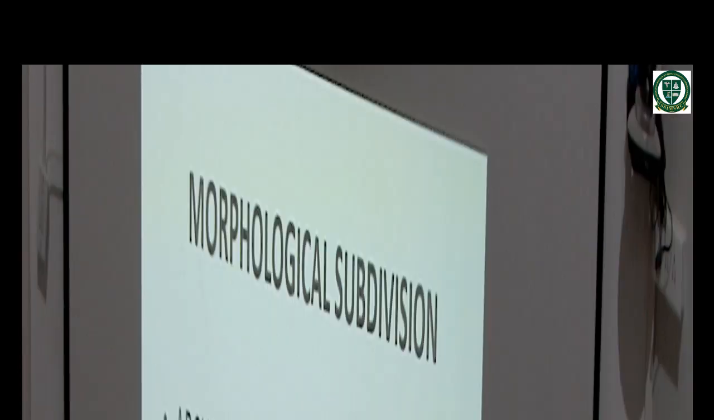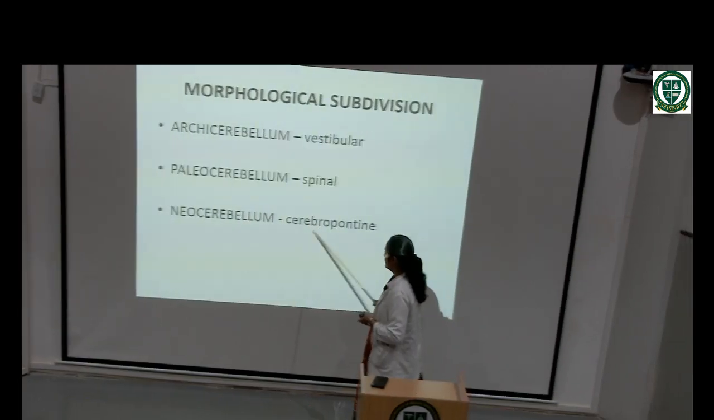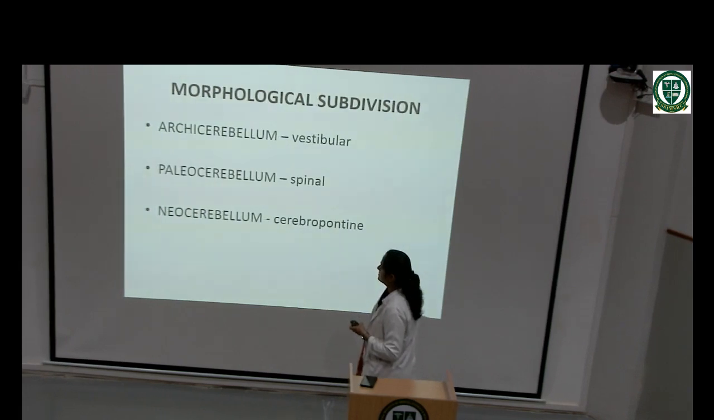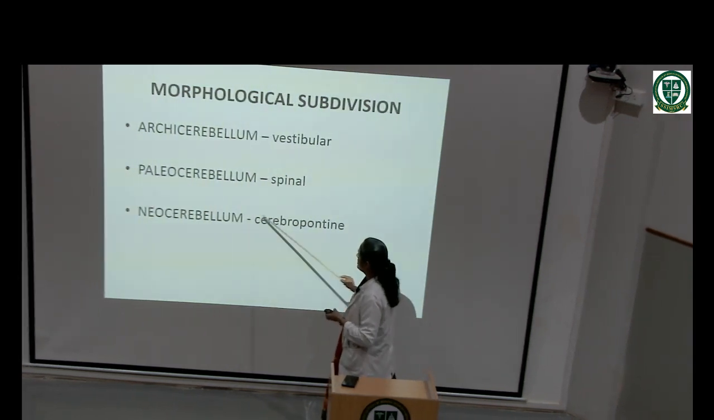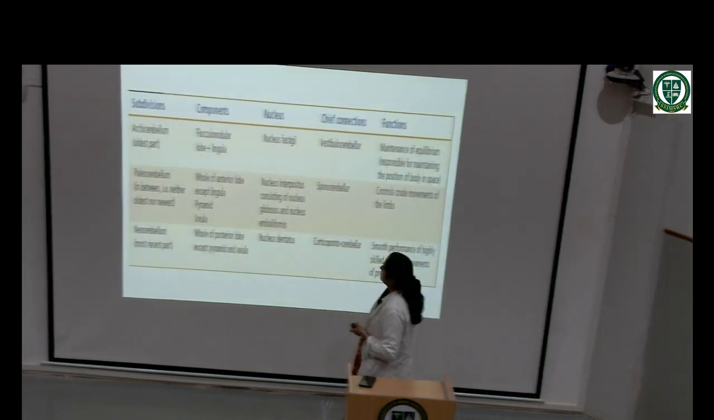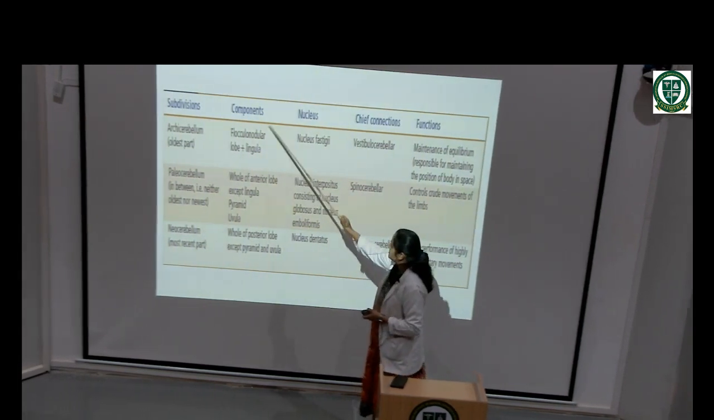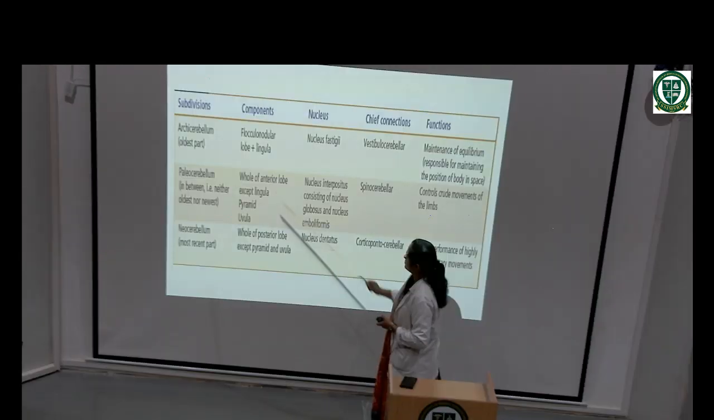Neocerebellum is the newest form and it is seen in mammals. It receives impulses from the cerebrum, from the pons and it is mainly concerned with skilled motor activity, which is mainly seen in mammals, and hence this is the neocerebellum, most newly developed, and is also called the cerebropontine cerebellum. So, you can see here, what are the anatomical subdivisions of the cerebellum which correspond to the following.